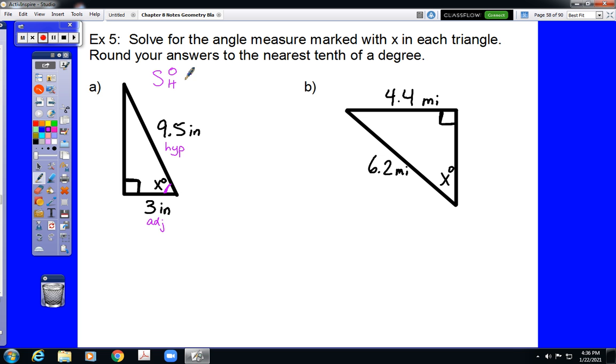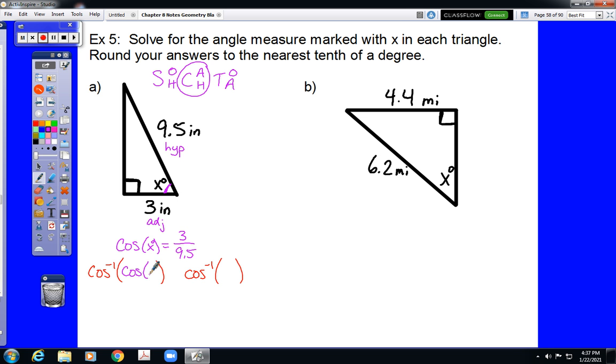We look to see which trig function we should be using, SOHCAHTOA. Because we are relating adjacent to hypotenuse, this is a cosine problem. So we set up our equation. The cosine of x is equal to adjacent over hypotenuse, 3 over 9.5. We then are going to take the inverse cosine of each side, the arc cosine of each side, in order to get x by itself.